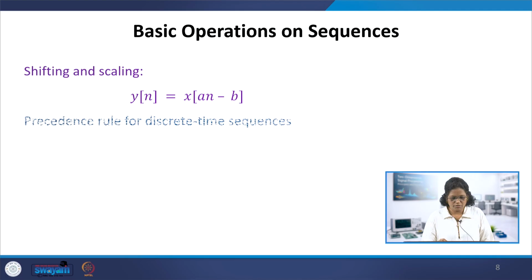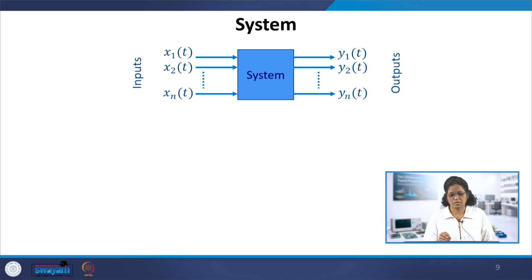Now for shifting and scaling, what is the precedence rule for the time sequences? I said first shift it and then scale it. That is the operation of the combined time operations, for the continuous as well as discrete sequences.